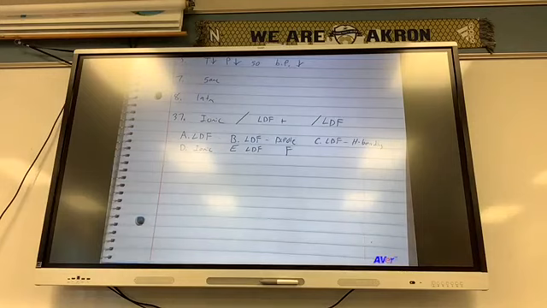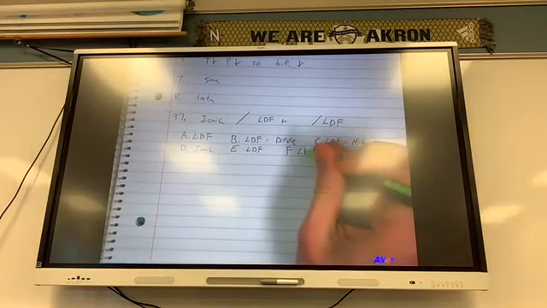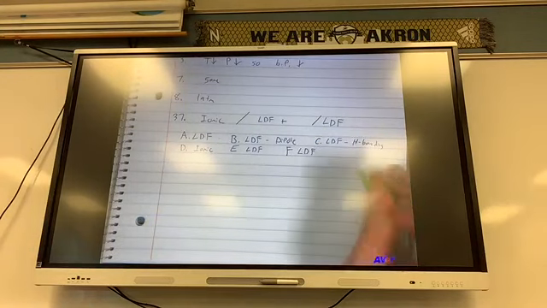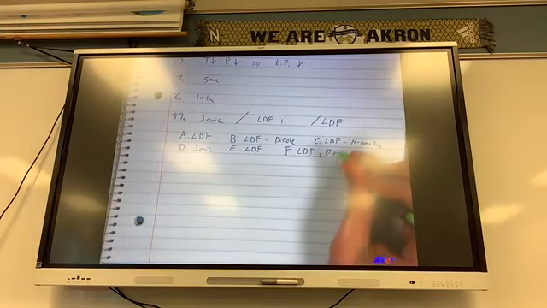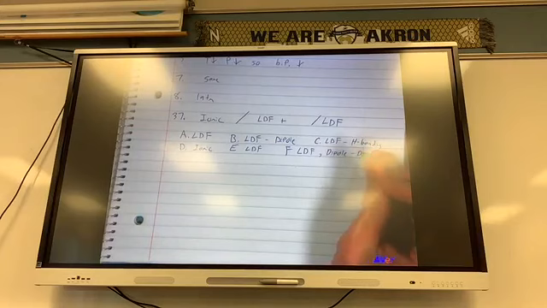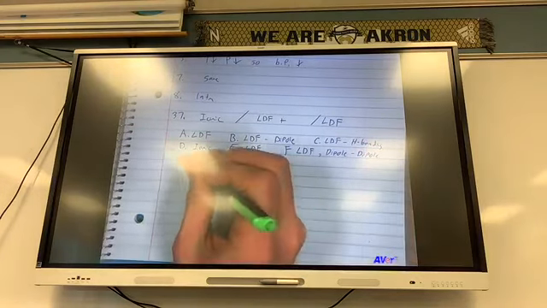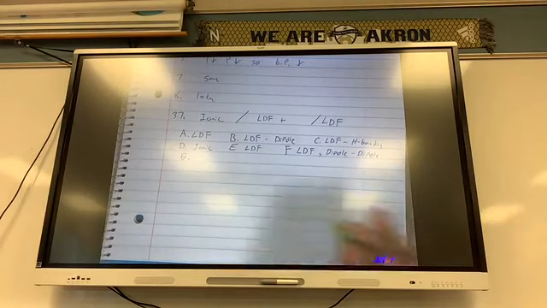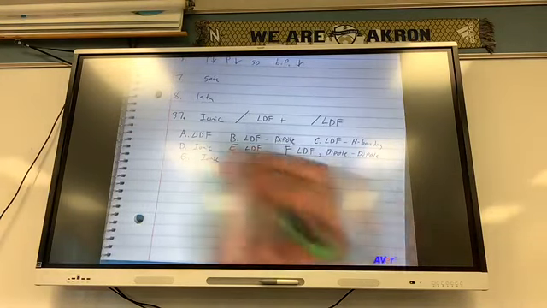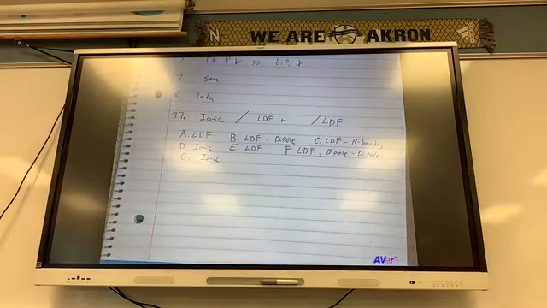F, CO, is going to be LDF and dipole. Carbon and oxygen have different electronegativities. Correct, LDF and dipole. And G is ionic: Na+ and NO3−. These are fun. Okay, that was 37.